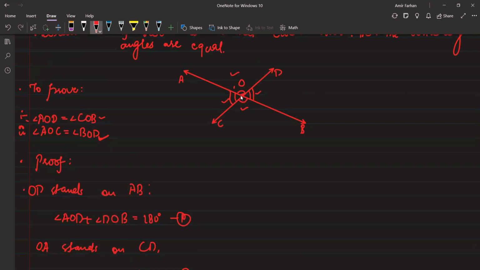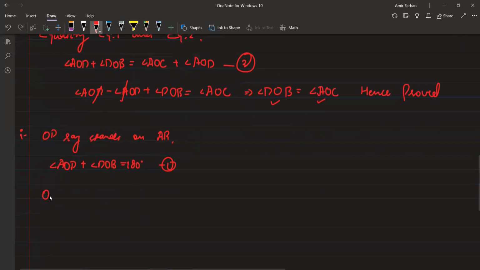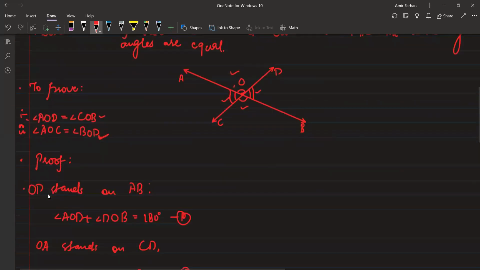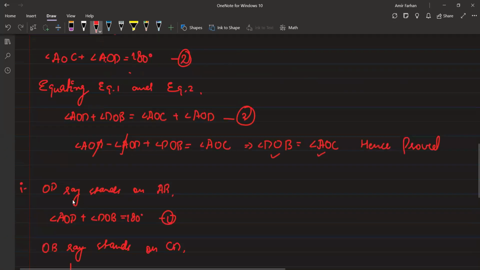Yes or no? So this angle and this angle will be equal to 180. OB ray stands on CD. Yes or no? Okay, that's great. So what is the angle?